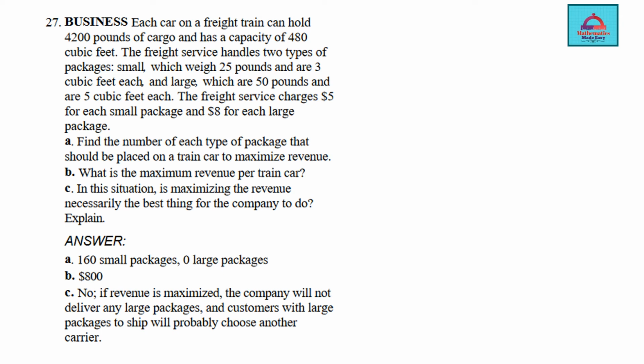So let's read the word problem. Each car on a freight train can hold 4,200 pounds of cargo. So that's the total amount of weight that this train can hold, and the capacity of 480 cubic feet. That's the volume. So the freight service handles two types of packages: small, which weighs 25 pounds and are 3 cubic feet each, and large, which are 50 pounds and are 5 cubic feet each.